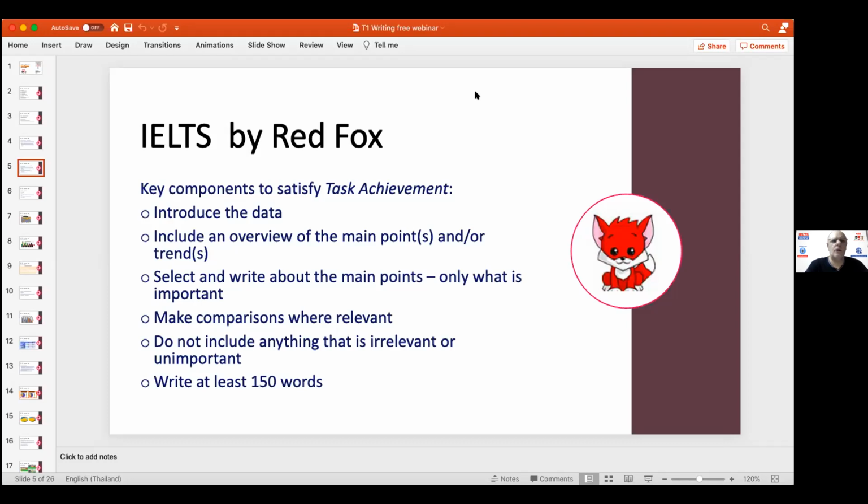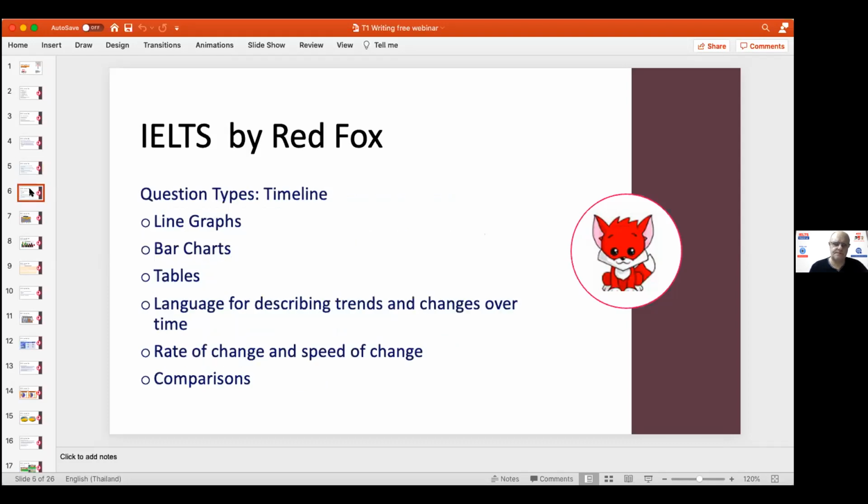So let's look at what each of these question types is. On the screen now, we have a sort of basic guide to the different types of questions we might encounter. Line graphs, bar charts, tables, and other forms of data as well. Now, in terms of a timeline question, most students typically think of a line graph, but these questions can also appear on bar charts or tables, and we'll see some examples of those shortly.